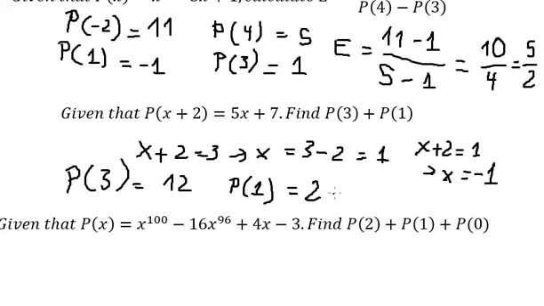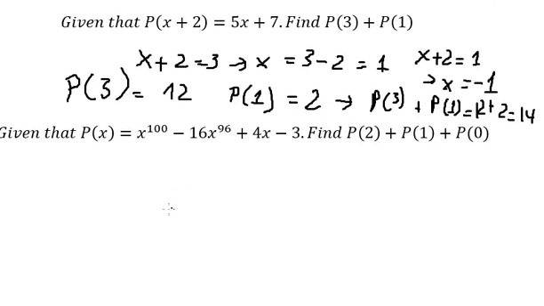So we have b3 plus b1, and that is 12 plus 2. And we have 14. And this is the answer for the question. The last one, we want to find b2, b1, b0. So for b0 in here, we put 0 here, here, and here.